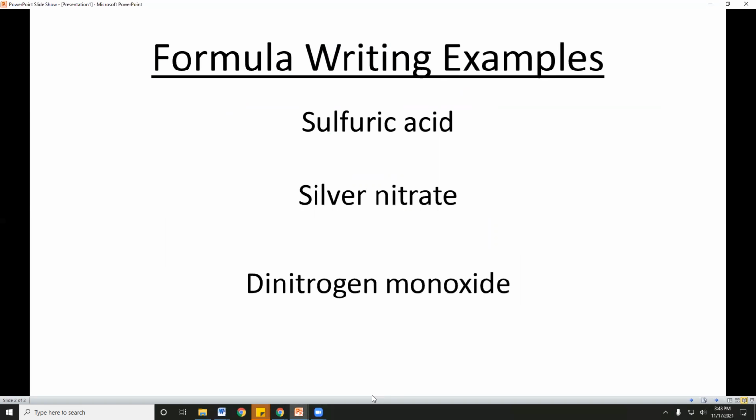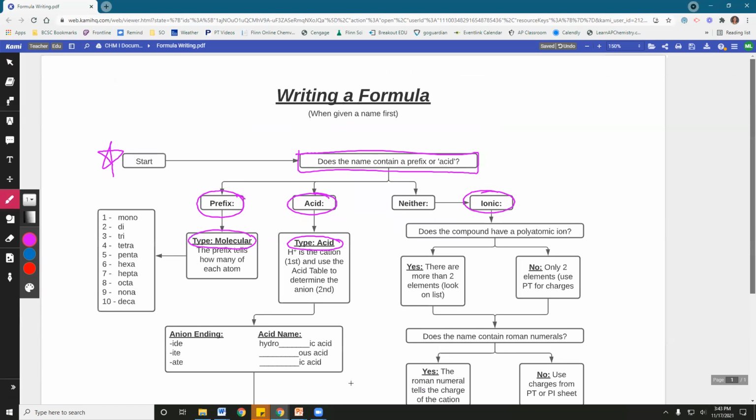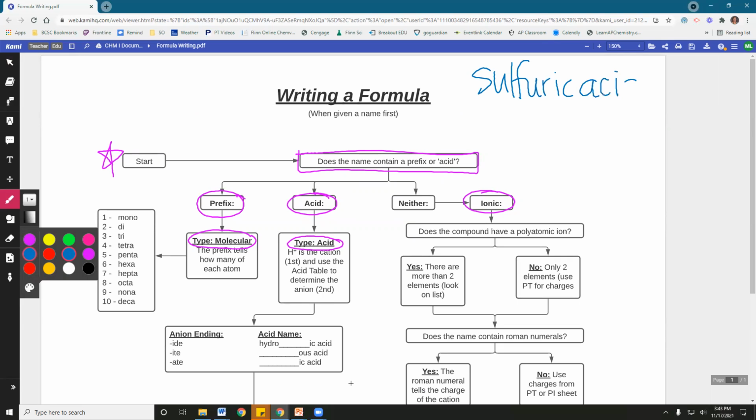So the first one we're going to try is sulfuric acid. Starting at the top, first question: does the name contain a prefix or the word acid? Well, it does contain the word acid. So that means that the type of compound is acid, and the formula is going to start with H+. We're going to combine the hydrogen with this anion, and the way that we know what hydrogen gets paired with is using our table.